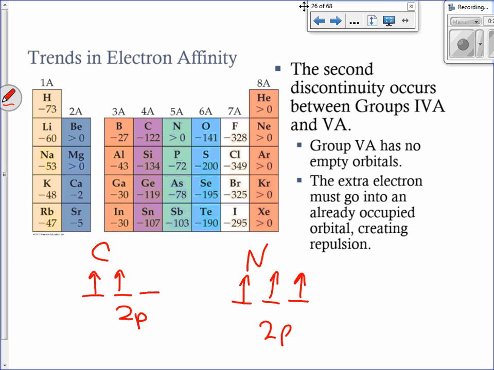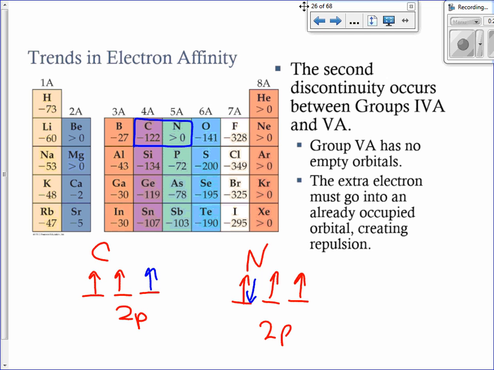So if carbon gains 1, where is it going to go? It's going to go there. If nitrogen gains 1, where is it going to go? Causing more repulsion. It's not as favorable. Okay, so more energy release means more favorable, right? Exothermic is favorable for our thermodynamics and everything. It's more favorable to add it to carbon than to nitrogen, so that's where this other discrepancy that's quite large comes from, okay? So that's electron affinity, creating that repulsion, okay?